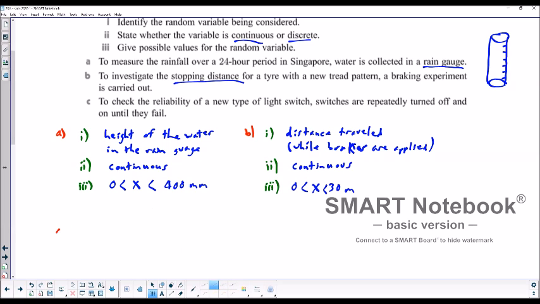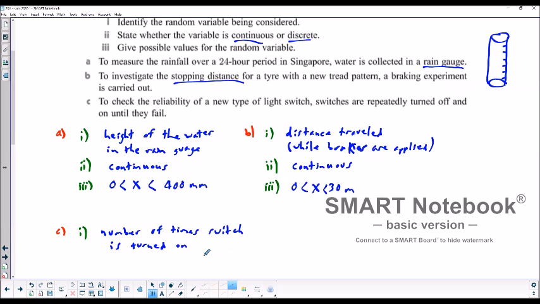And then for part C, we want to check the reliability of a new type of light switch. Switches are repeatedly turned off and on until they fail. So what's the random variable being considered? Probably the number of times the switch is turned on, I suppose.